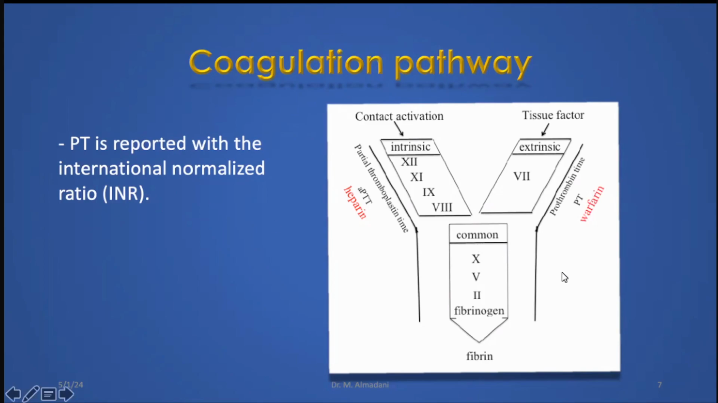If a patient has a history of valve replacement or DVT or something like this, they are giving that patient warfarin, but they need to monitor the warfarin. How to monitor the warfarin? By measuring the INR. The INR should be specific, 2 to 3, or it depends on the situation and the circumstances of the patient, but usually 2 to 3.